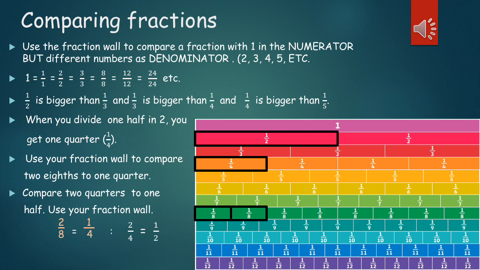When you divide 1/2 in 2, you get 1/4. Use your fraction wall to compare 2/8 to 1/4. Compare 2/4 to 1/2. Use your fraction wall. 2/8 equals 1/4. 2/4 equals 1/2.